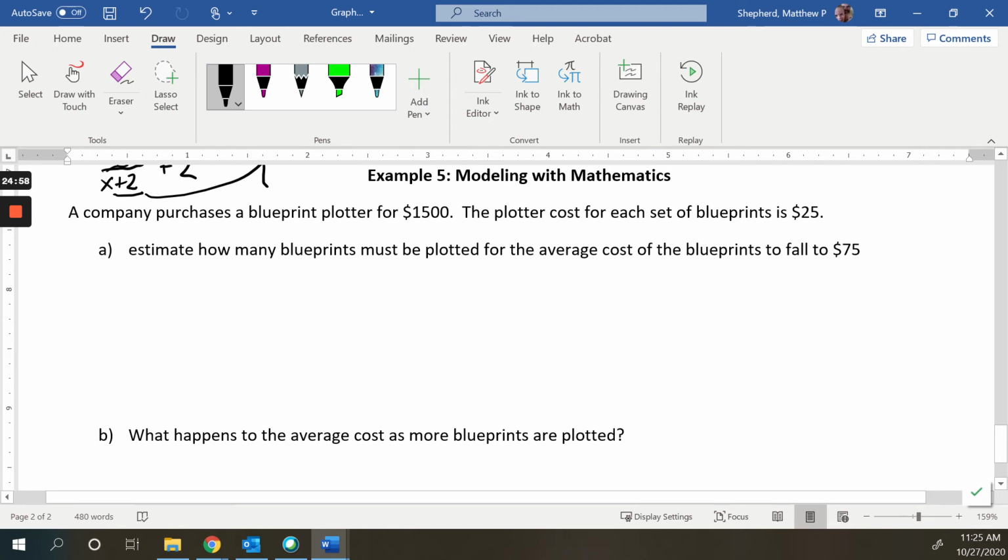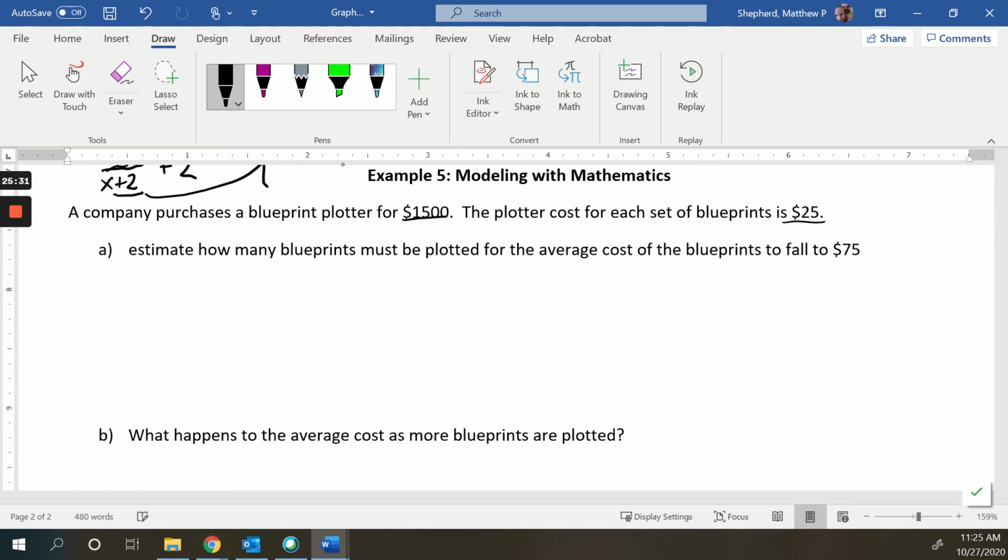All right, now let's look at a word problem. This company purchases a blueprint plotter for $1,500. The plotter costs for each set of blueprints is $25. So every time you make a new set of blueprints, that basically costs $25 to do once you have the machine. So our first question is, how many blueprints do we need to plot for the average cost of blueprints to fall to $75?